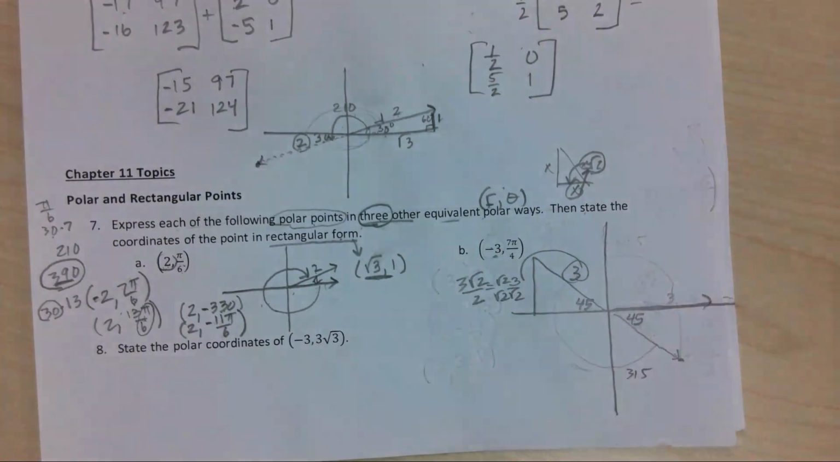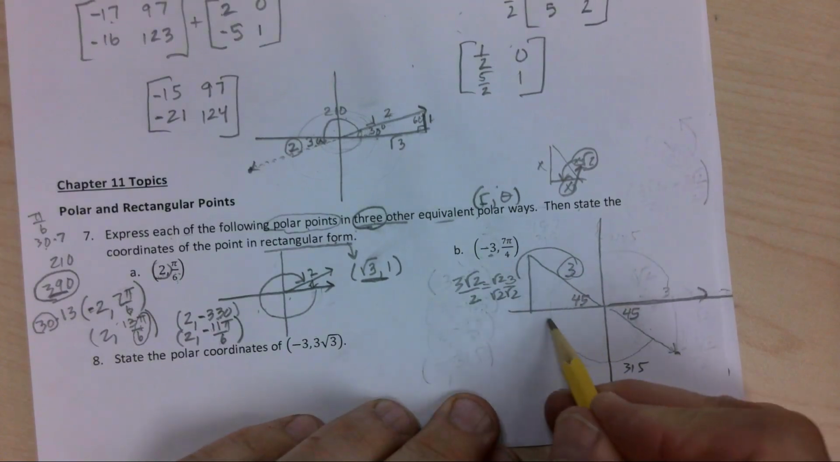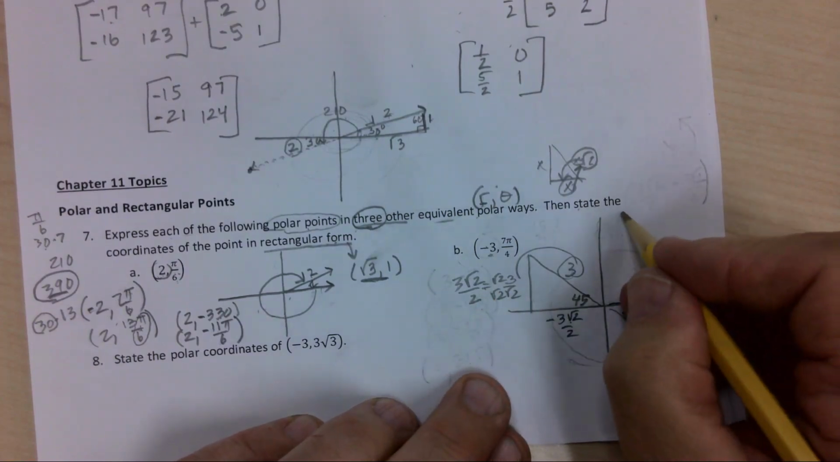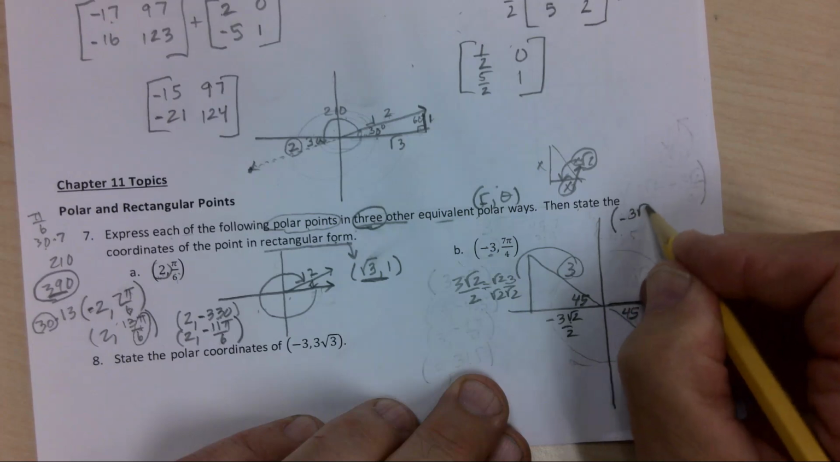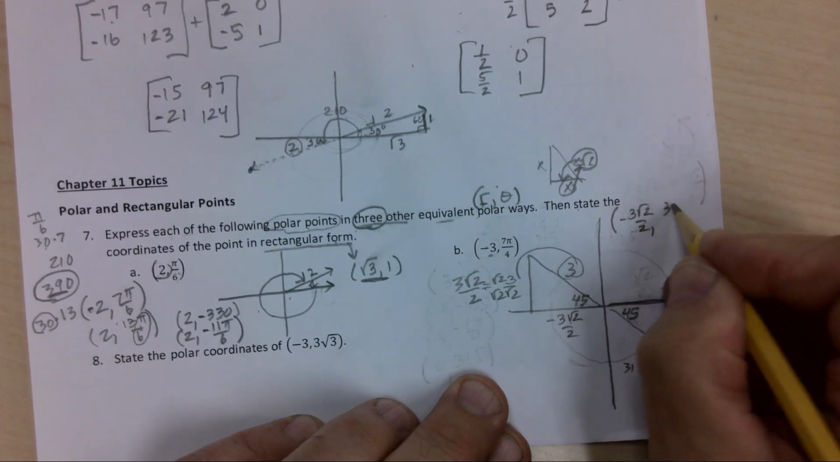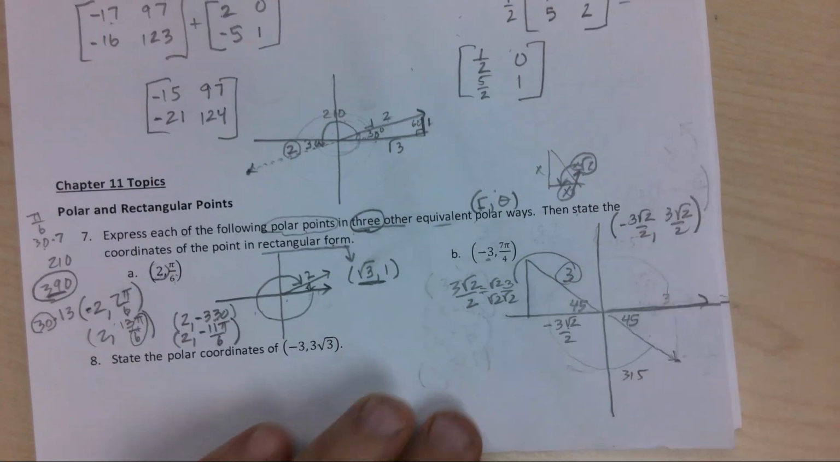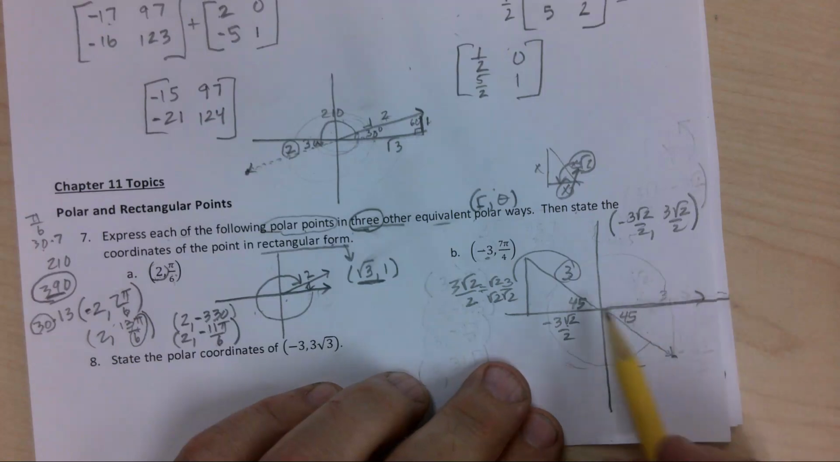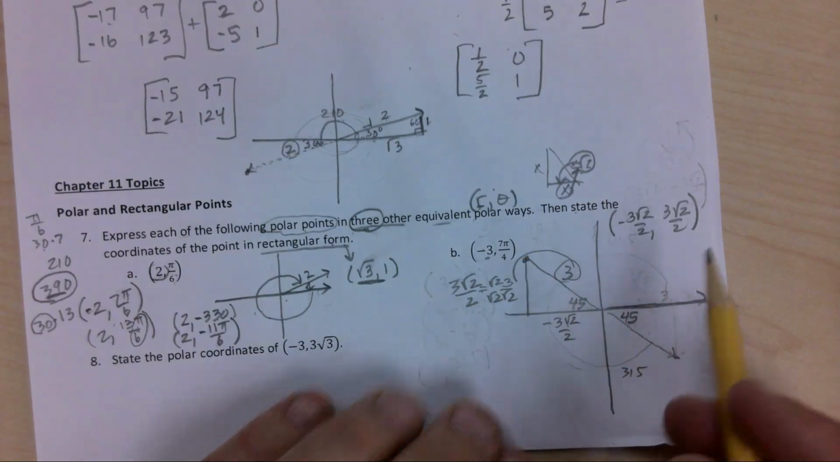What I'm doing is finding my rectangular coordinate first, and these have to match. So this would be negative 3 square root of 2 over 2. Here's my x, here's my y. So my rectangular would be negative 3 square root of 2 over 2, 3 square root of 2 over 2. Okay, rectangular, check in the box. Now we got to figure out how to get to this position 3 other ways.